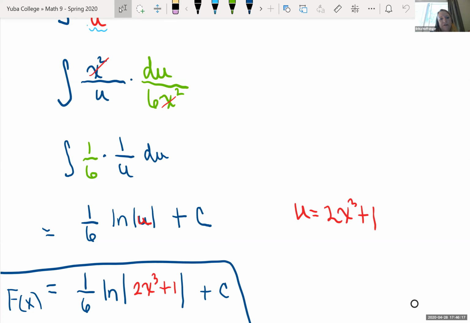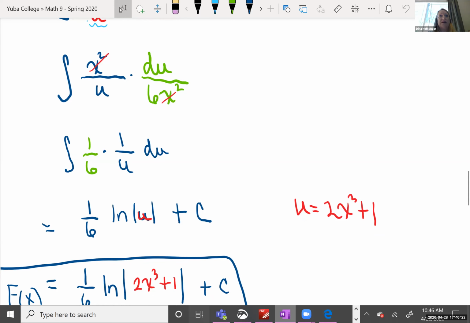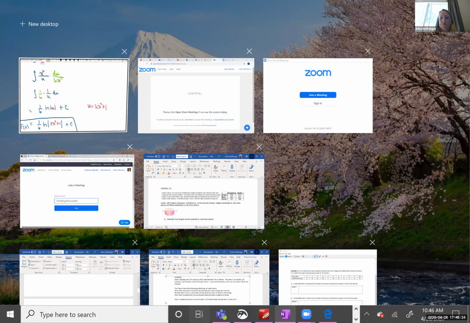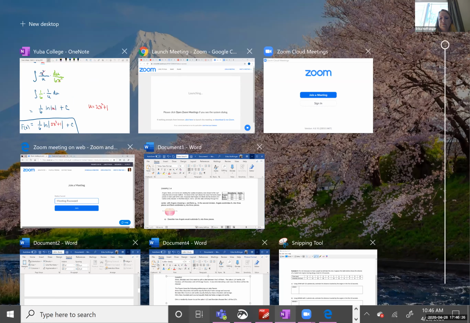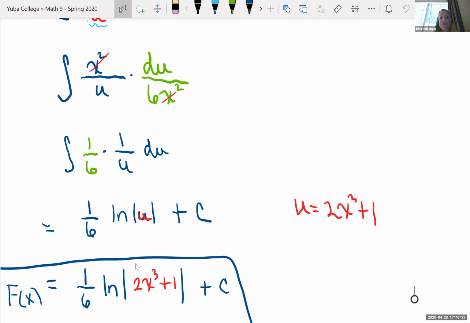But our original integral was with respect to x, not with respect to u. So you have to go back in and replace what u is with respect to x.